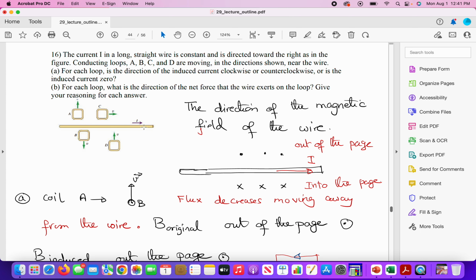Here we have the current I in a long straight wire that is constant and is directed toward the right, as in the figure. Conducting loops A, B, C, and D are moving in the directions shown near the wire. For each loop, is the direction of the induced current clockwise or counterclockwise, or is the induced current 0? For each loop, what is the direction of the net force that the wire exerts on the loop? Give your reasoning for each answer.